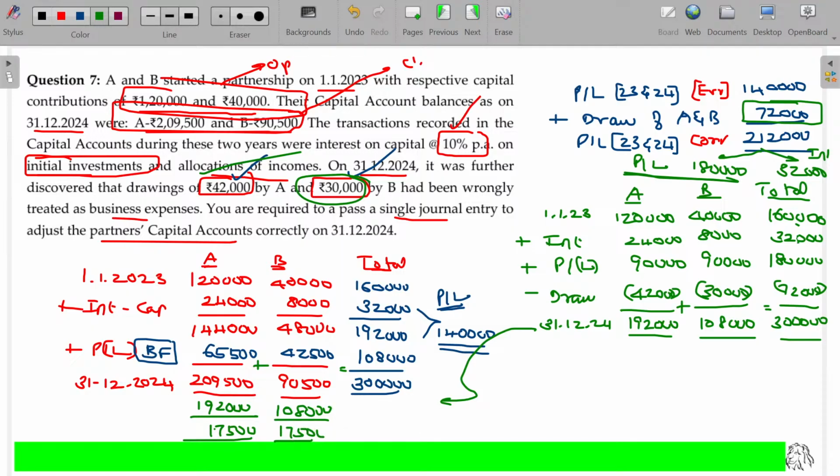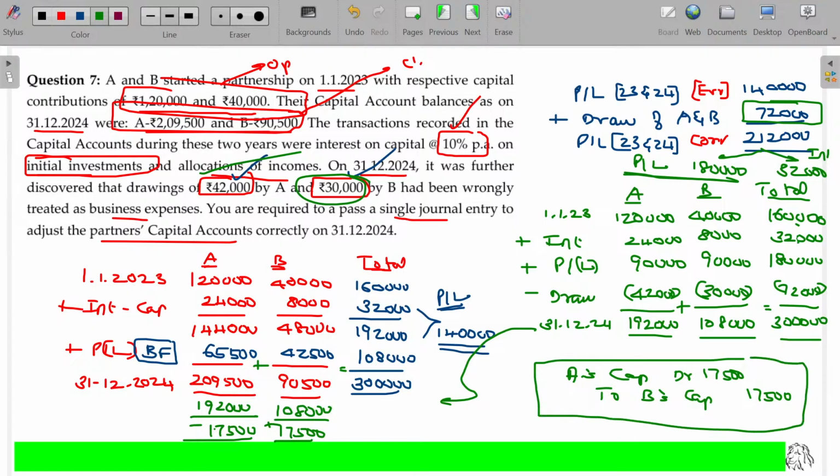So for B it is addable, for A it is subtracted. For B it is addable means B's account should be credited. By crediting, his capital will increase. A's capital shows 2,09,500. I am going to charge him, means I am going to debit him. Debiting A's capital will reduce his capital balance. After passing this adjustment entry, the capital of A and B will be as per the correct one. Is that clear? This is called rectification of errors. Past data is going to be adjusted. It's nothing but rectification of errors only.